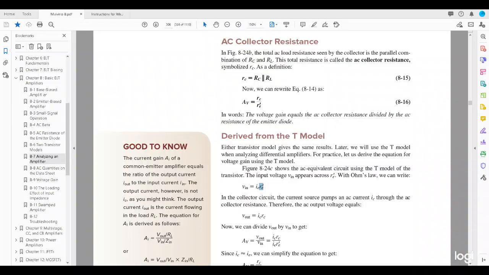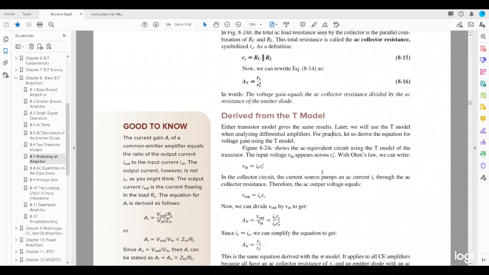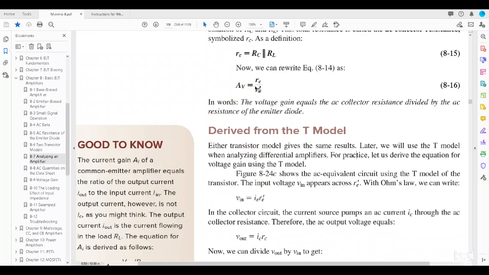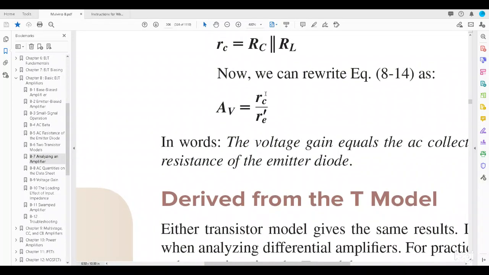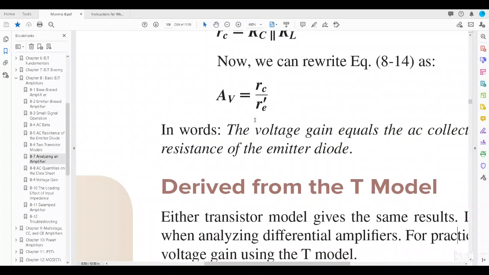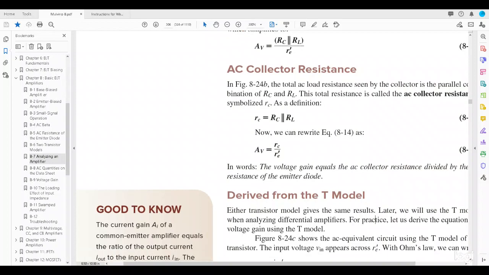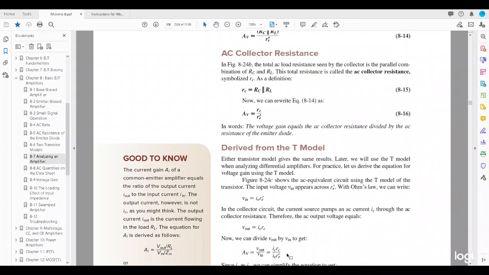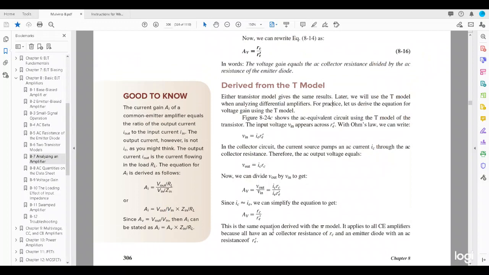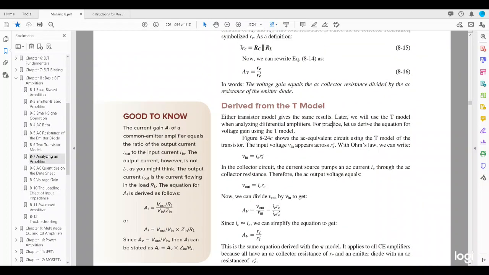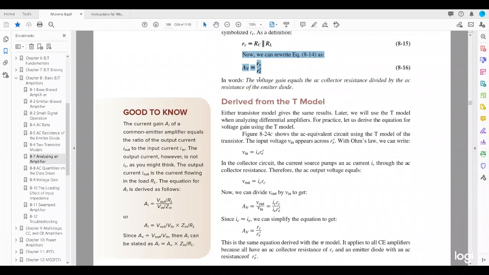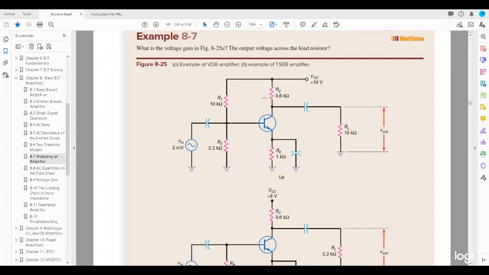Okay, so now he's going back to the gain here. Let's see if I can find this section here. I think it's right here. Actually, it's right here. He's saying that RC is RC parallel to RL, and then AV is RC over R prime E for that circuit. Let's take a look at that circuit.